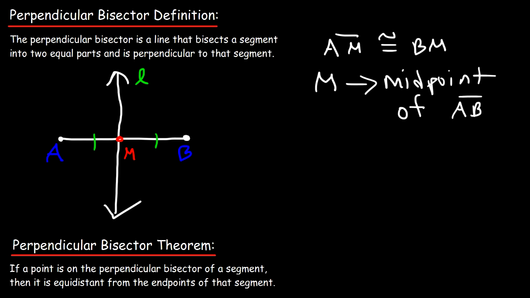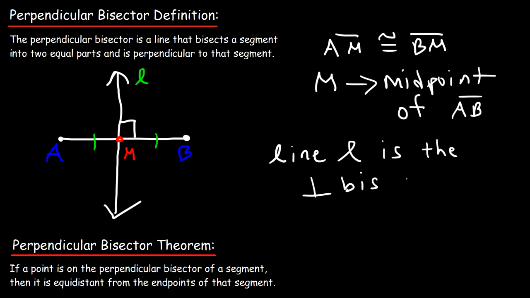Now, a perpendicular bisector is also perpendicular to the segment, so it forms right angles. So this is also a right angle as well. So we could say that line L is the perpendicular bisector of AB. So for two-column proofs, you might be using this symbol here.